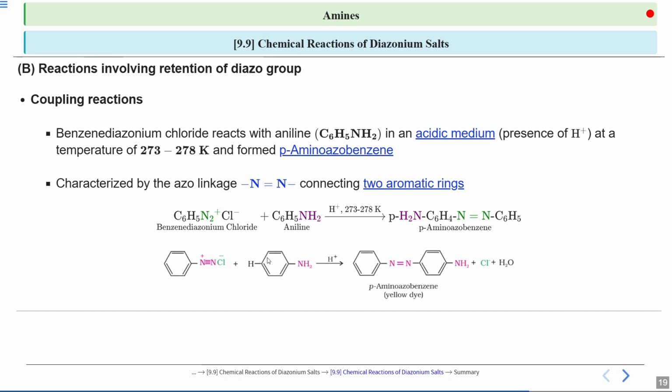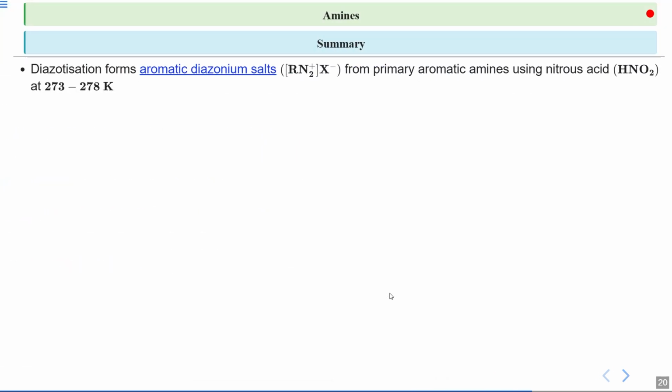So this is a specific reaction: when benzene diazonium chloride reacts with aniline in presence of H+, it gives para-aminoazobenzene, which is a yellow colored dye. Now let us summarize whatever we have studied in today's lecture. So we started with diazotization. This is a process when we take a primary aromatic amine and react it with nitrous acid at low temperature. This results in an aromatic diazonium salt, which is ArN2+ X-.